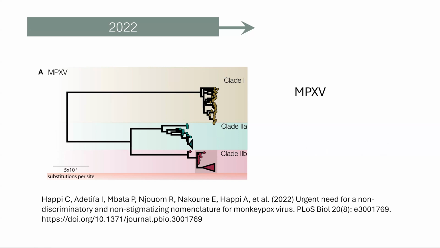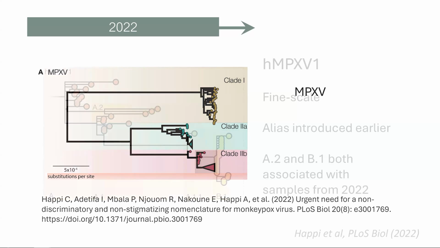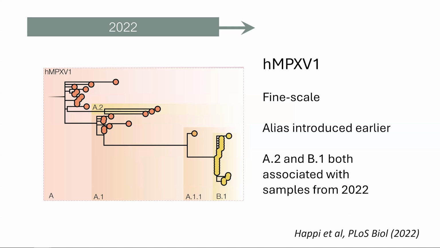And so this paper by Christian Happy and many others recommended renaming the clades as Clade 1 and Clades 2A and B. Naming the clades at this level was important to highlight that they are phenotypically different and you need to handle a case from these two clades differently. But this is a virus that spills over from an animal reservoir fairly often, and the outbreak was found to come from Clade 2B.